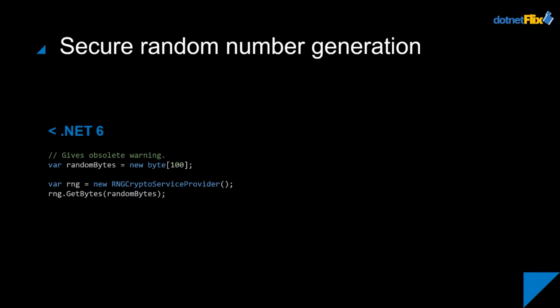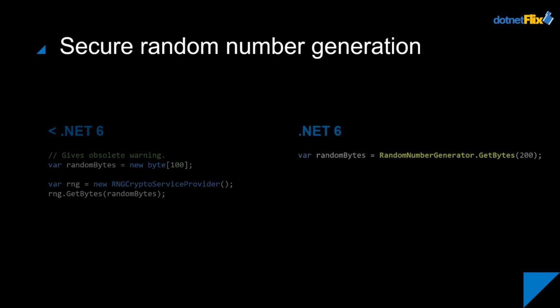Before .NET 6, if you wanted to get some random bytes, you would have to create a new RNGCryptoServiceProvider and use that object to get those random bytes. In .NET 6, they added the static method GetBytes on the RandomNumberGenerator class, with which you can just do that in one single line.